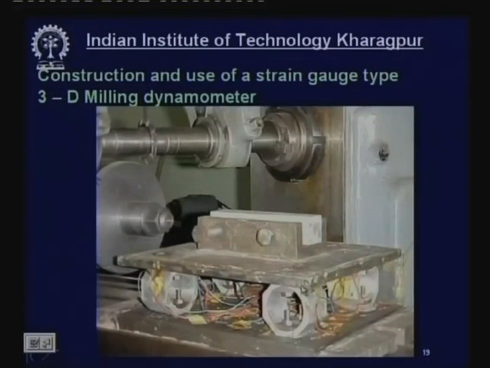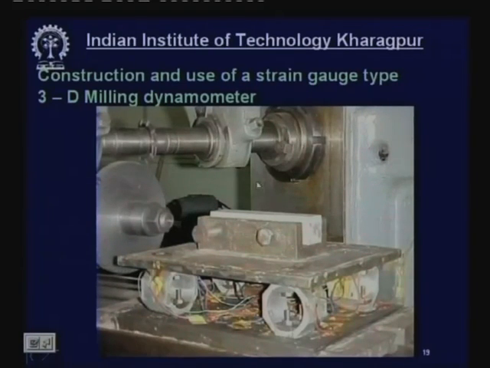Now this is the milling dynamometer, as described. It has 4 octagonal rings fixed on the bottom plate, which is mounted on the table of the milling machine, and there is a top plate fixed with these four rings. You see the orientation is different, and this is the job, which is mounted on the job holder.